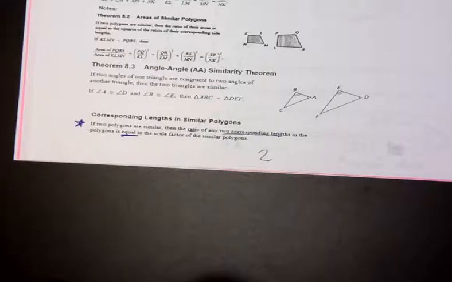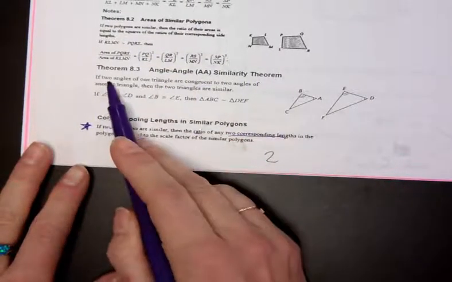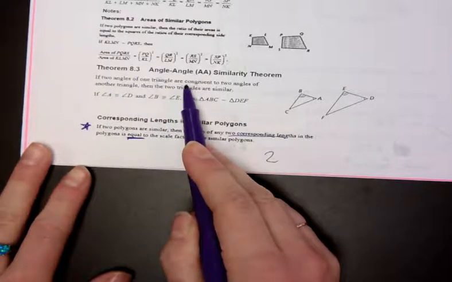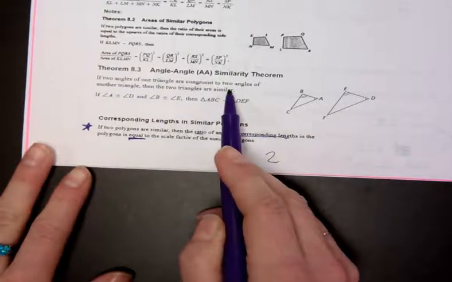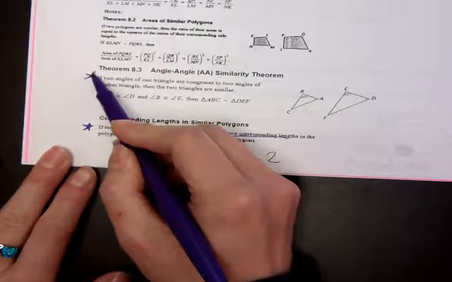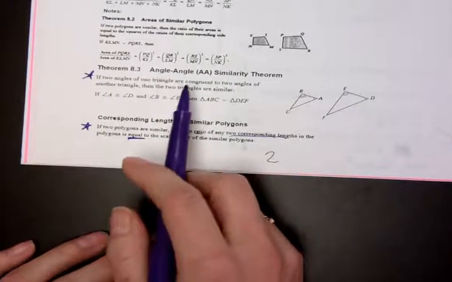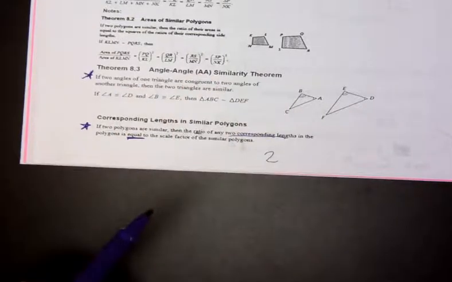Did I just say that in English? No. Okay, so angle-angle similarity theorem. If we have two angles that are congruent, then the two triangles are similar. That's just the rule. So if we have two angles the same, we know for a fact that they're similar. And that would be the proof that we use. If two angles are the same, I can prove they're similar. So when we do the two angles, you just write AA.